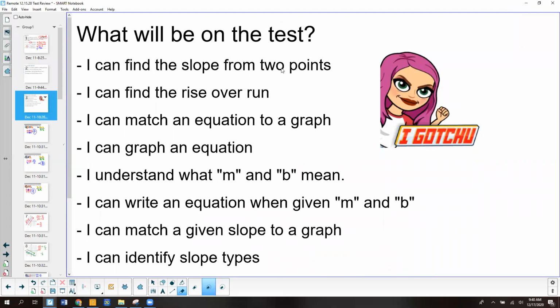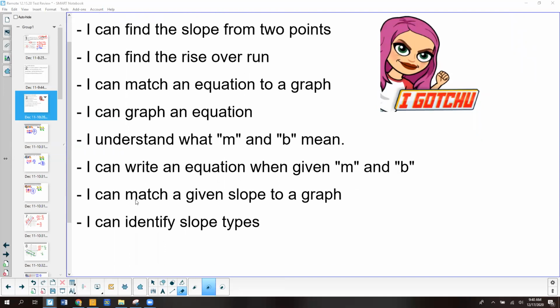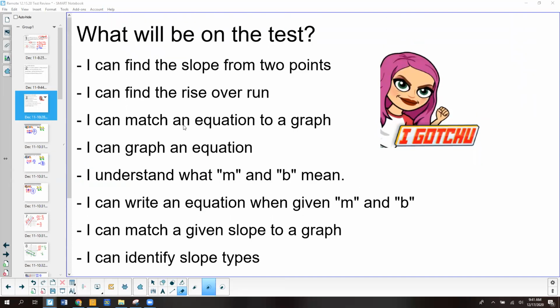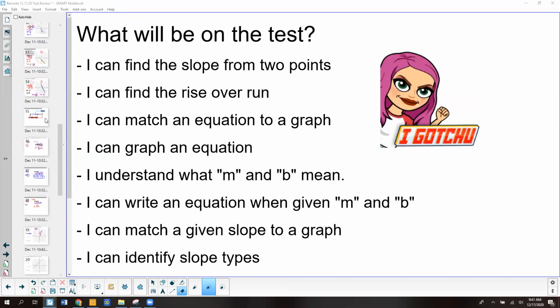I can find the slope from 2 points. I can find the rise over the run. I can match an equation to a graph. I can graph an equation. I can understand what m and b means, which is what we just practiced, and I can write an equation when given m and b. That's also what we practiced. I can match a slope to a given graph, and I can identify slope types. So this is all what's going to be on your test. We've been practicing this all week, so if you missed a class or something, it's all already on Google Classroom. You can feel free to study.